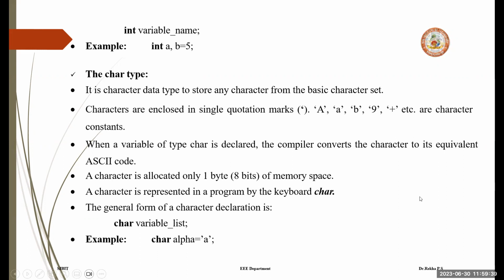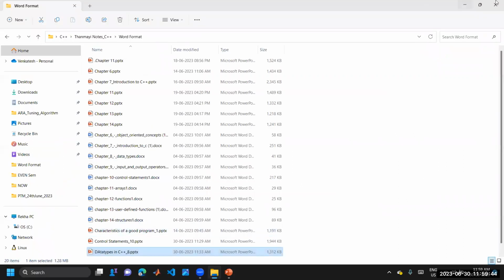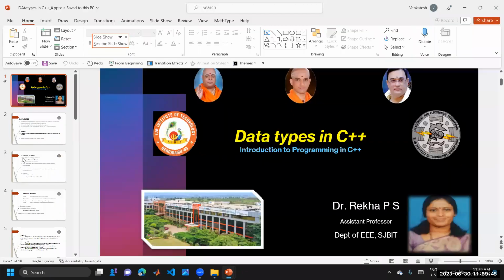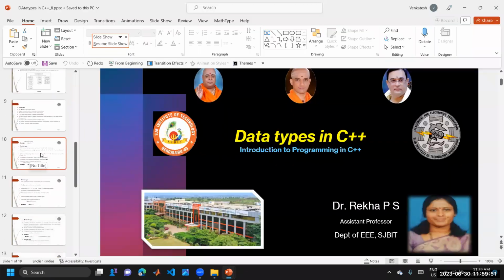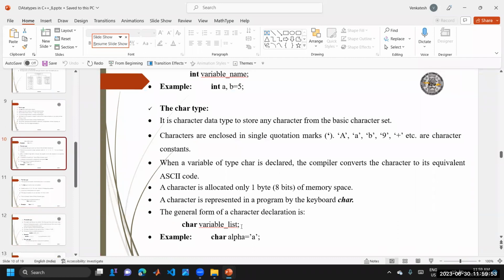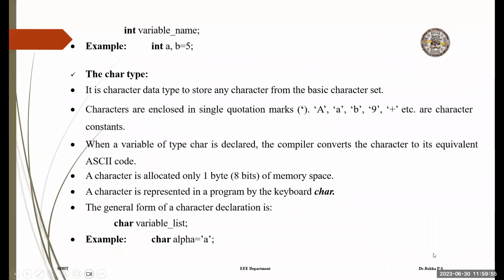So what's the general form of character declaration? You can see data type is char followed by variable name. Char variable list. So similarly, you can also initialize a character variable like this. Char alpha. Alpha is a variable name of type character, and it is initialized to a.